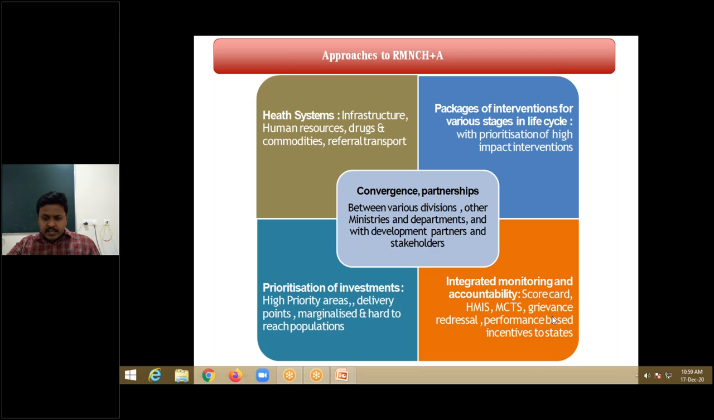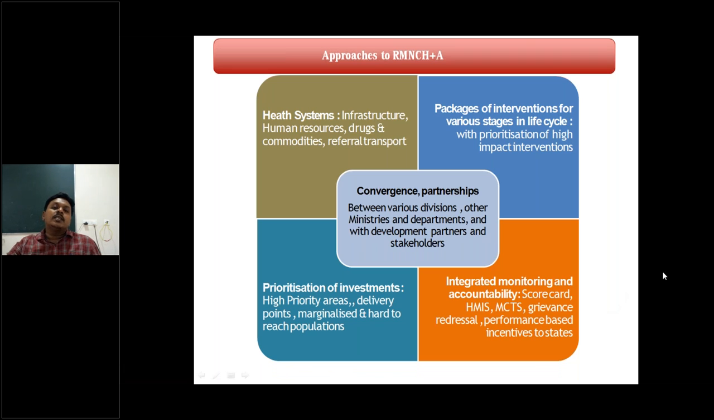Then grievance addressal and performance based incentives to the states. These are the approaches to RMNCH plus A. Remember, all these things are very important.